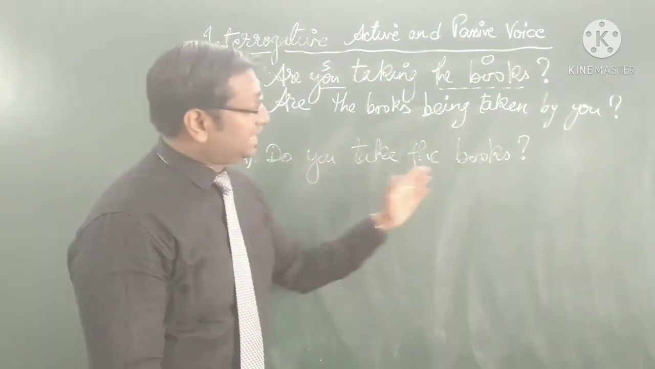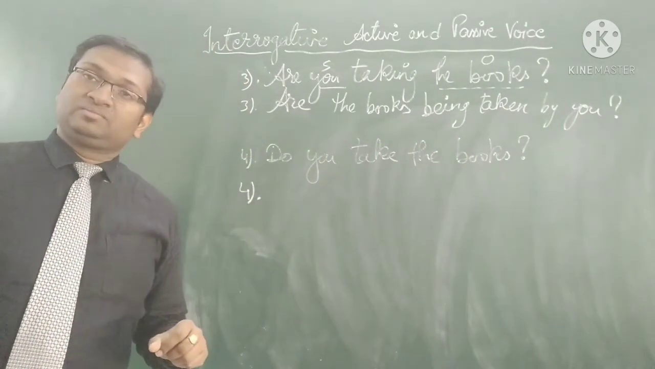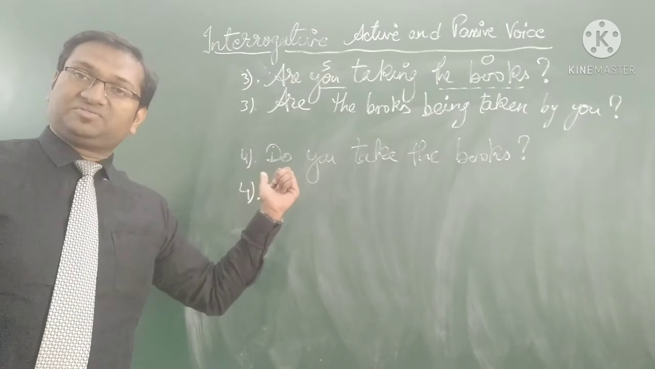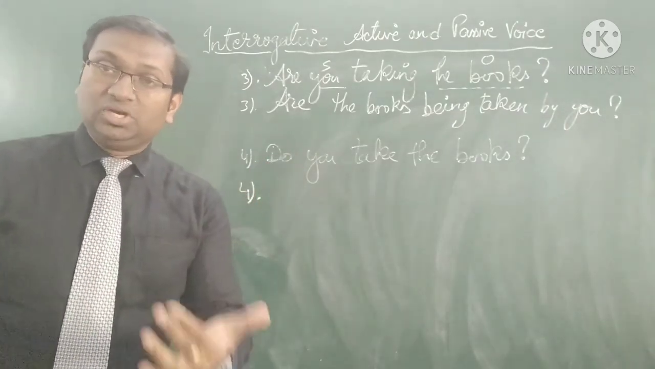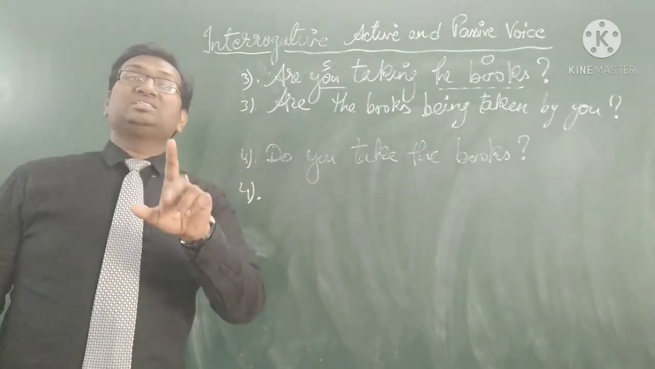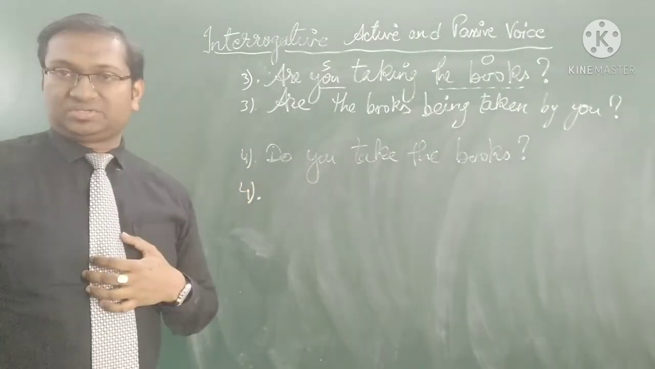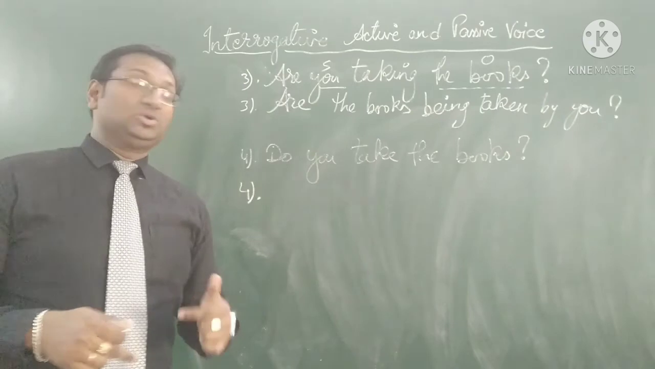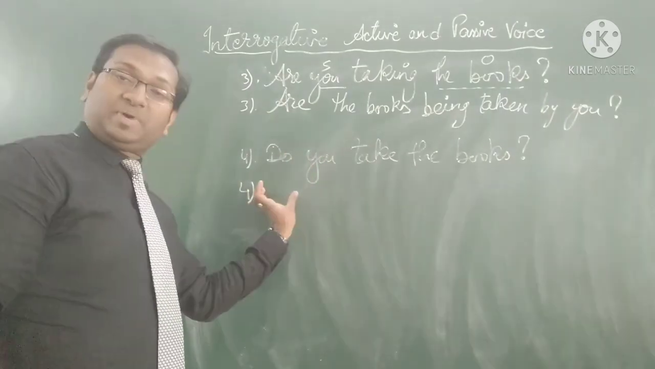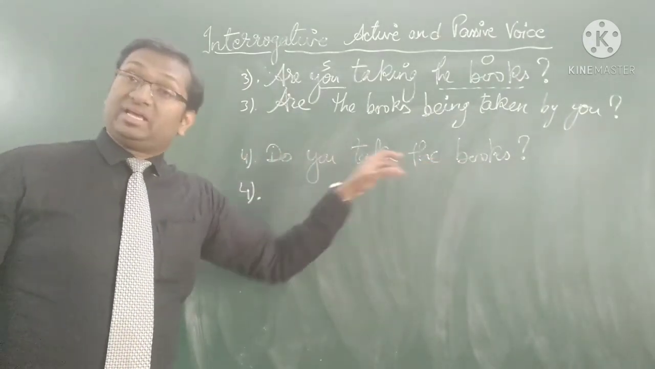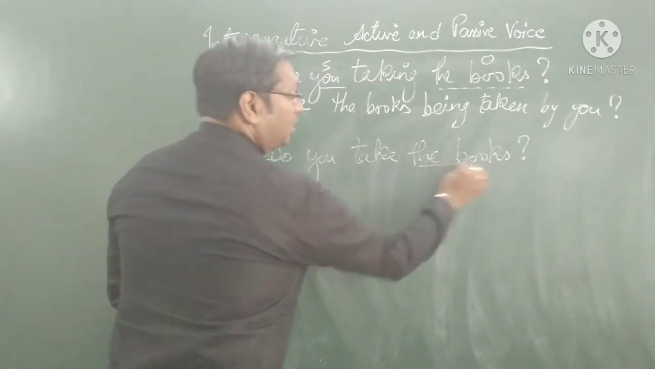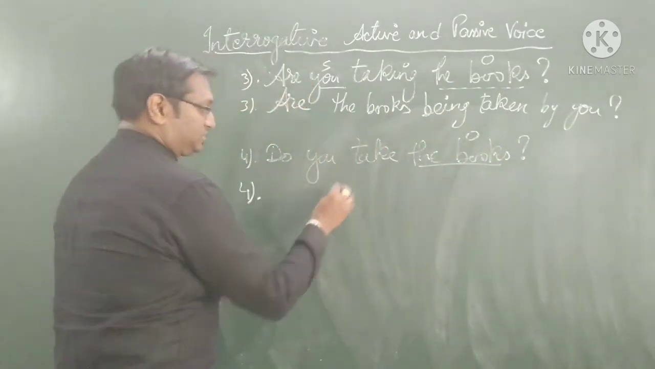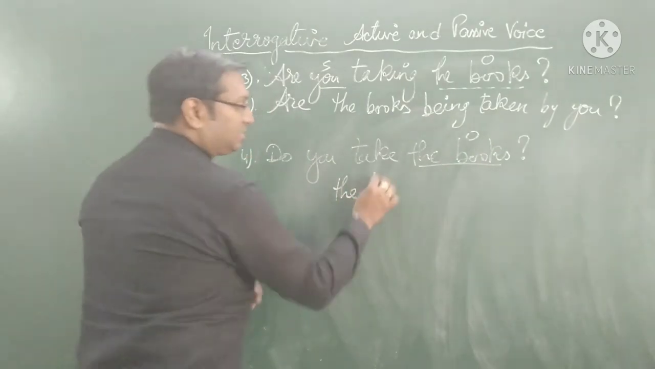Next, do you take the books? This sentence, active voice, it starts with the word do. And according to the rule, we cannot use do, does, did in the passive voice. So over here also, we are going to leave little space and then we are going to bring the object as passive subject in the passive voice. Here object is the books. Leave space and write the books.